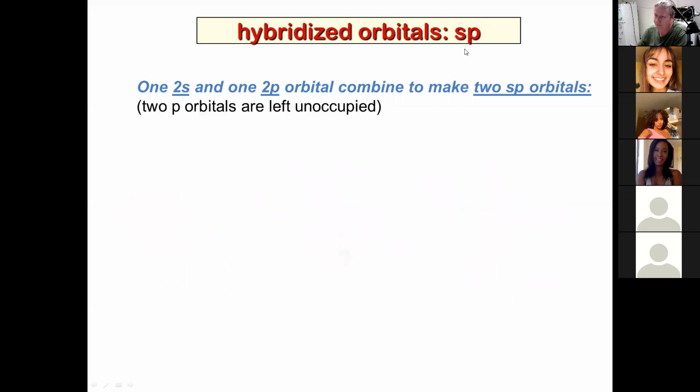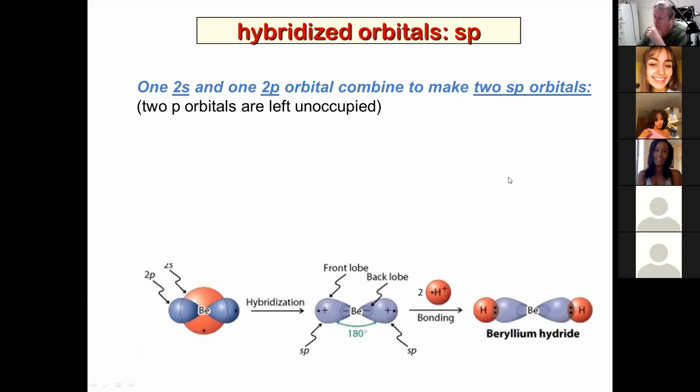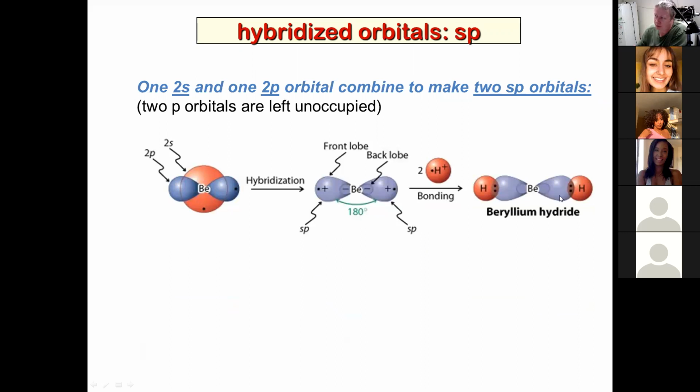Okay, what about sp? Well, you have 1s and 1p. What's left over? There must be 2 p orbitals left over, and there will be the same kind of thing left unoccupied. So now the 1s and the 1 2p orbitals combine to make 2 sp orbitals. An example is beryllium hydride. So we have a 2s and 1 2p orbital combine and hybridize, and now you have an sp on one side, sp on the other.